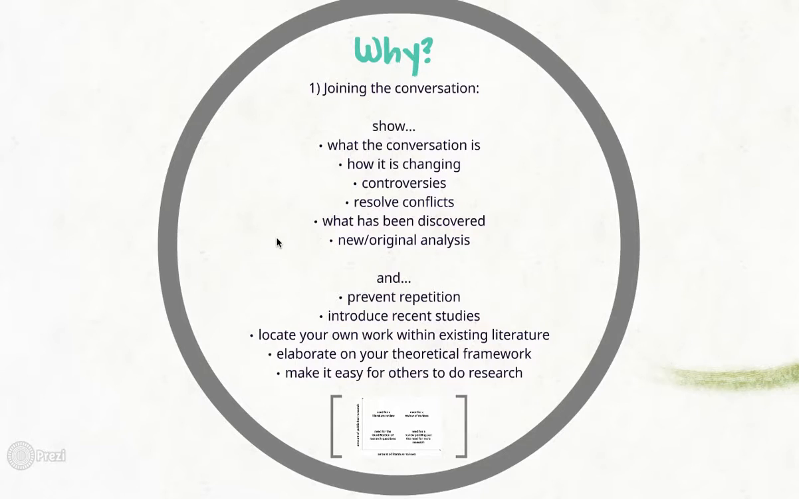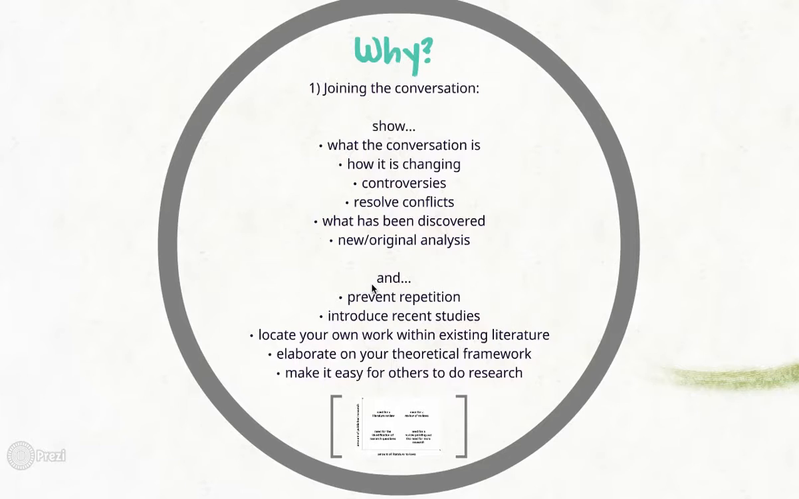You might be bringing new information. So maybe there's more recent research that has been conducted, maybe in the last year, and nobody has written about it yet. So you're going to introduce that in your literature review. Another purpose is to resolve conflicts. There might be controversies or debates in your field, and you are trying to solve that problem. That's a really great way to use a literature review. It's a way that you can really contribute to the learning in your field.